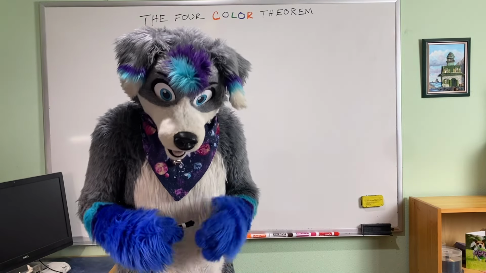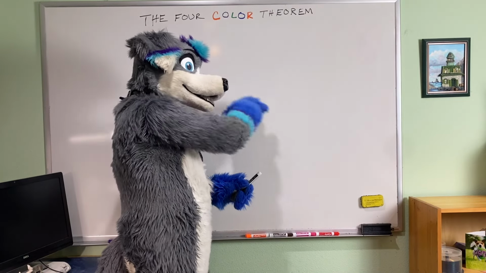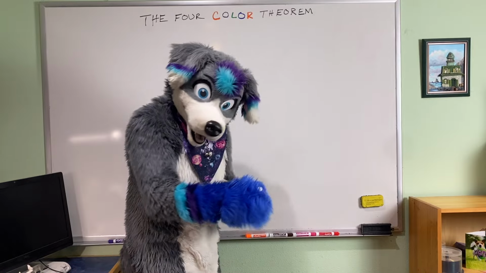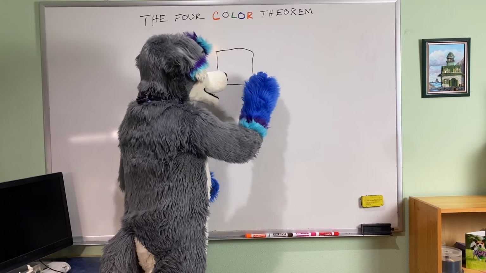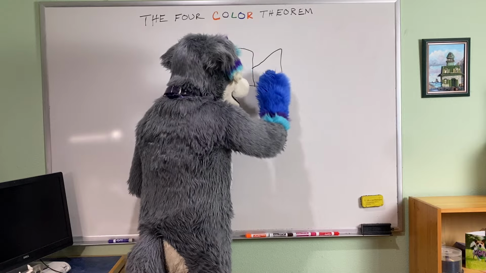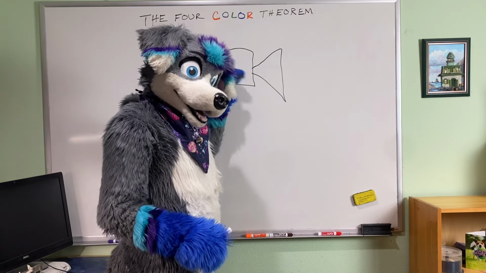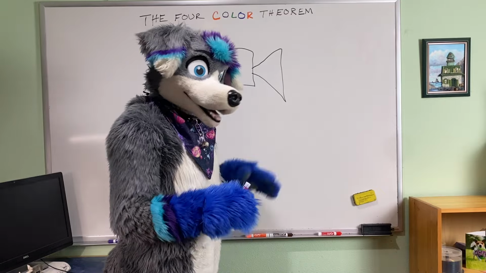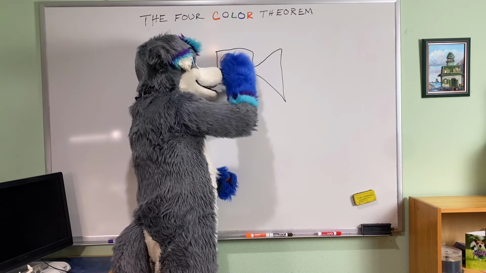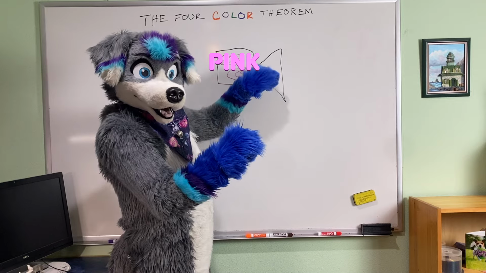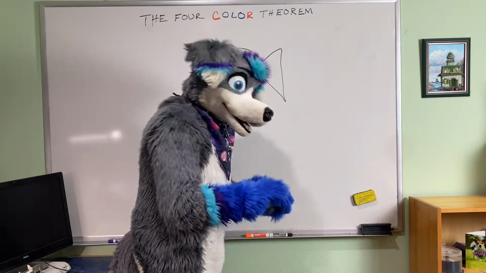Now the question is, how many colors do you need to color the map? Let me give you an example. I'll draw a very simple map, maybe like that. We want to be able to color in each shape with a different color so that no two shapes next to each other are colored the same. For example, I could color this pink, but I don't want to color this pink also, because then they'd be next to each other. So instead, I could maybe color it red.